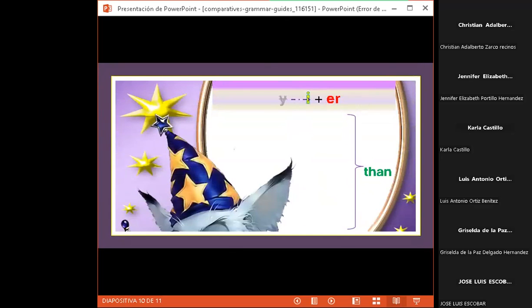More changes. Check this. The adjective happy, right? The adjective is happy, but when we use the comparative form, we change the Y and we use I and then ER. Happy, happier. Angry, we eliminate Y, angrier. Lazy, we eliminate Y, and we have lazier. Busy, we have busier.